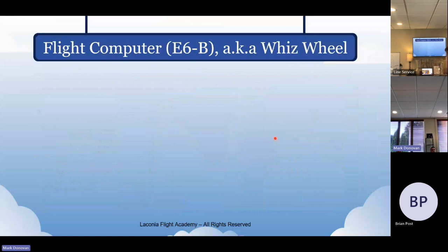All right, so we can determine how much wind correction we need by looking at this thing called the whiz wheel on the back, the E6B computer, and this is the whiz wheel. It spins around like this, okay? And you can move it up and down.